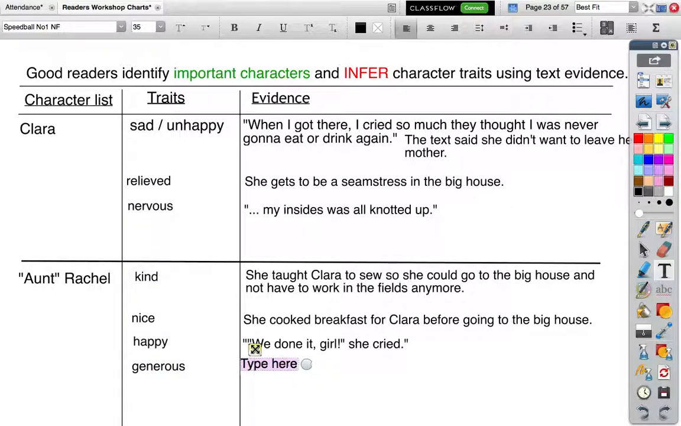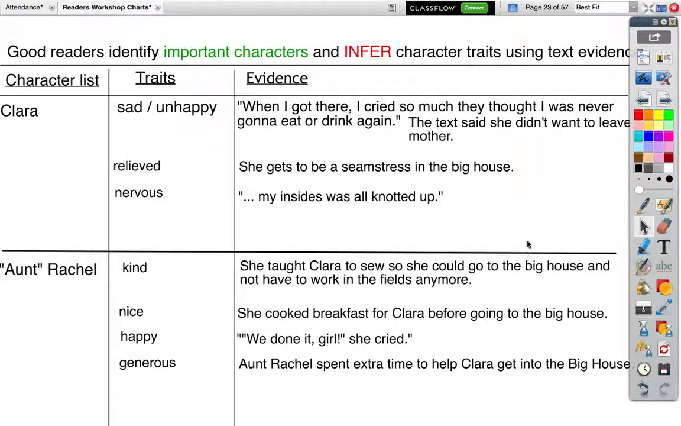Yeah. Okay, and she kind of took extra time to do it, right? Yeah. So Aunt Rachel spent extra time helping Clara get to the big house. Exactly. Okay, those are some good ones. So we're going to stop with there today because somehow we're a little bit behind. So we're going to stop with these examples today, and we're going to read a little bit more of the story tomorrow and see if we can come up with some more traits.